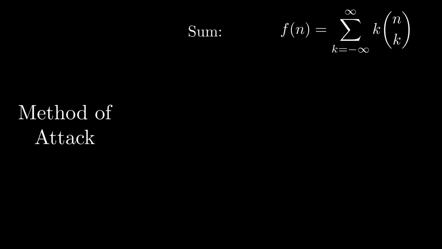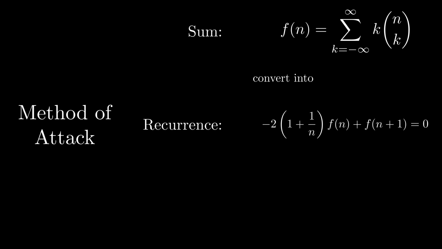The basic idea for solving hypergeometric identities is going to be this. First, we turn the sum we want to solve into a recurrence, which is a functional equation that might look something like this. From here, we can solve the recurrence and get our closed form. We will look at each of these two steps separately.